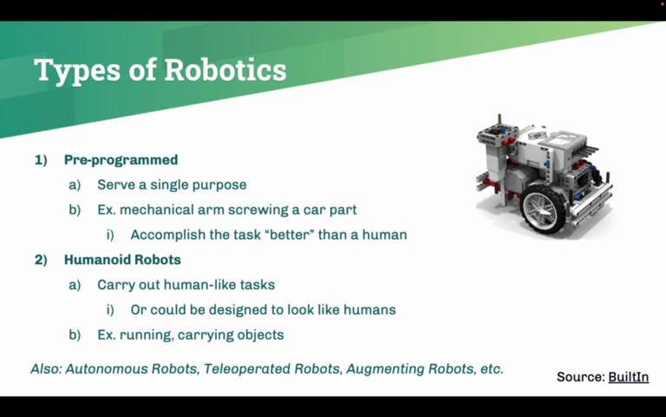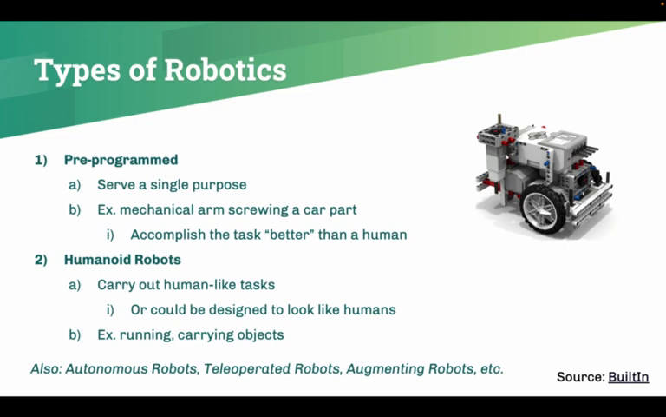So first, there are pre-programmed robots, and these serve a single purpose. So for example, you have a mechanical arm screwing a car part. The robot has this one job that it has to do, and it's going to do it over and over again. And its ultimate goal is to accomplish the task better than a human. Now, better can mean a lot of different things. It can mean faster, more efficiently, more effectively, or at the very least, it's saving time so that a human doesn't have to do it in its place.